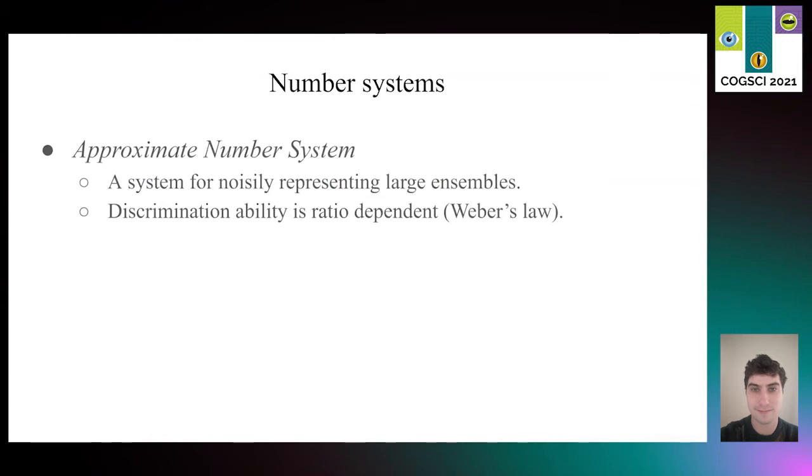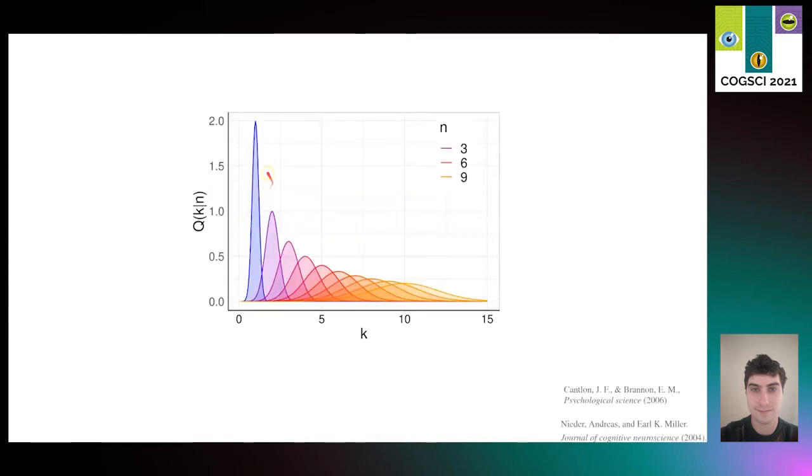So in this view, there is a large number system, called the approximate number system, which noisily represents ensembles. The hallmark of this system is that discrimination ability is ratio dependent, which is also called Weber's law. And one way people commonly represent this is that the approximate number system has linearly increasing standard deviations of noise in the representations. So small quantities are represented less noisily than larger quantities.